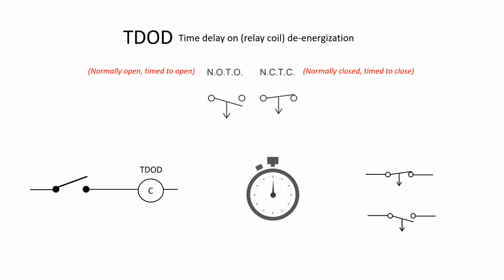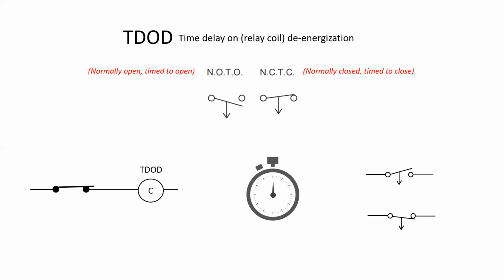Same idea. We've now got a TDOD relay coil, and the contacts that it will control are on the right-hand side, and we can always distinguish between TDOE and TDOD contacts by the way in which the arrows are facing. So let's close the switch and see what happens. Immediately, once I energize the TDOD coil, the relay contacts change state. They're instantly changing state because there is no delay on energization with a TDOD relay.